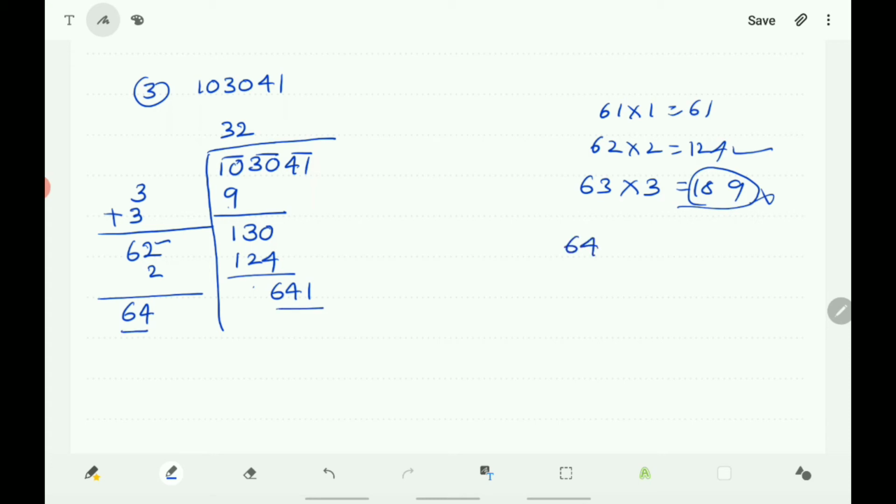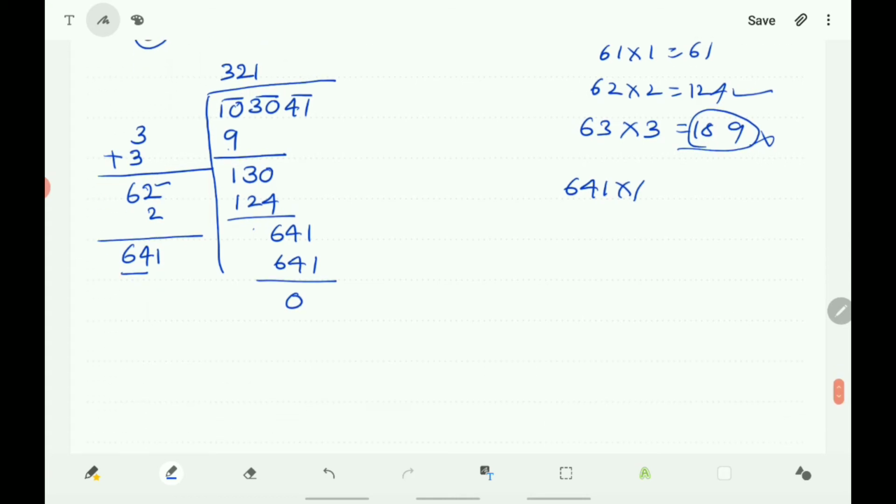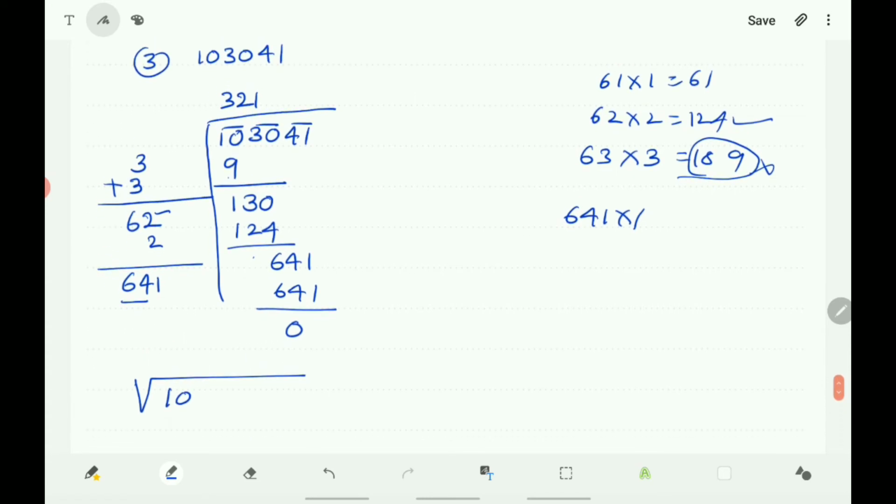And you know that here it is 641, here it is 64. And 641 into 1 it is. Here you put 1, here also you put 1. So it becomes 641. 641 minus 641, you get 0 here. So square root of 1,03,041 is equal to 321.